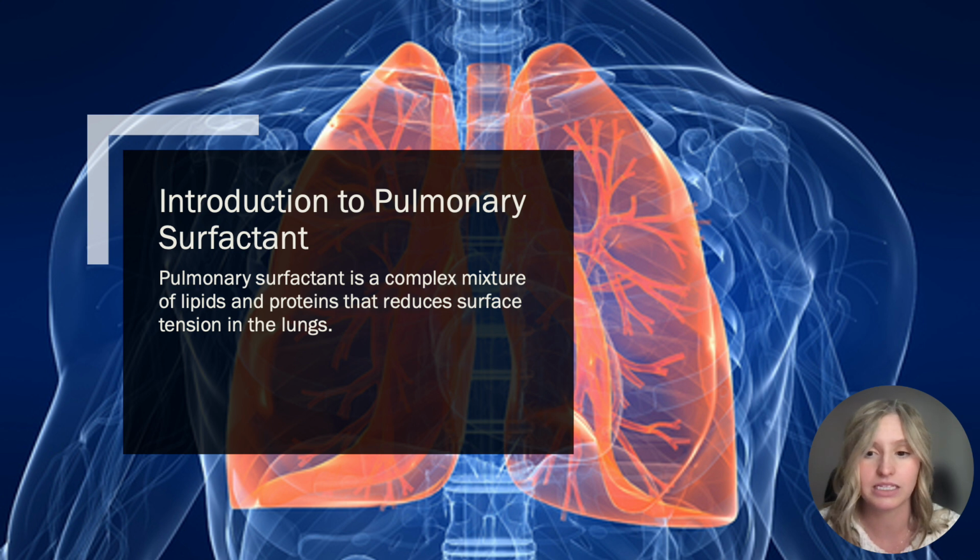Now, pulmonary surfactant is a complex mixture of lipids and proteins. The most important lipid is dipalmitoylphosphatidylcholine, or DPPC, which accounts for the majority of the surfactant. Now, this substance is crucial because it reduces the surface tension within the alveoli, the small air sacs in the lungs where oxygen and carbon dioxide exchange takes place. Now, without sufficient surfactant, these alveoli could collapse, making it difficult to breathe.